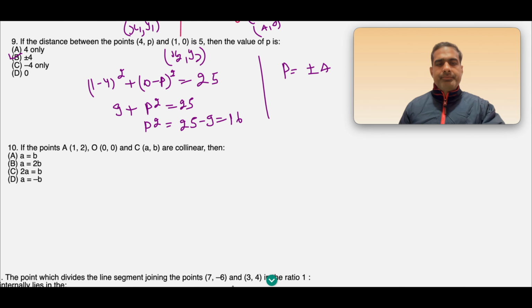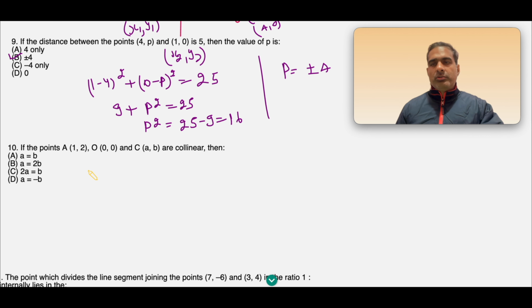Now question number 10. If the points A(1, 2), O(0, 0) and C(a, b) are collinear, then... So if they are collinear, we can use the concept of finding AO, then OC and then AC, and try to show that AO plus OC is equal to AC, but that will require using the distance formula 3 times. There was one other way also: find the area of the triangle AOC formed and equate that to 0. But that formula is not in our syllabus now.